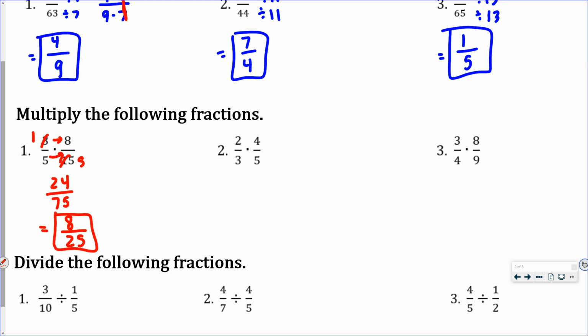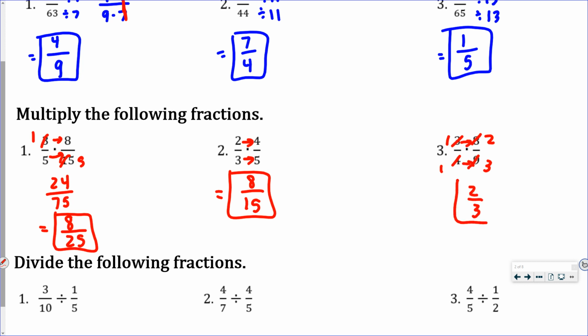Okay. So this one, there's nothing common within the numerator and denominator, so all I can do is just multiply straight across. That'd be 8/15. Here I see 3 in the numerator, 9 in the denominator, common factor of 3. Ooh, 8 and 4 as well. Those have a GCF of 4, so I can do this and get 2/3 right off the bat just by simplifying before you multiply.